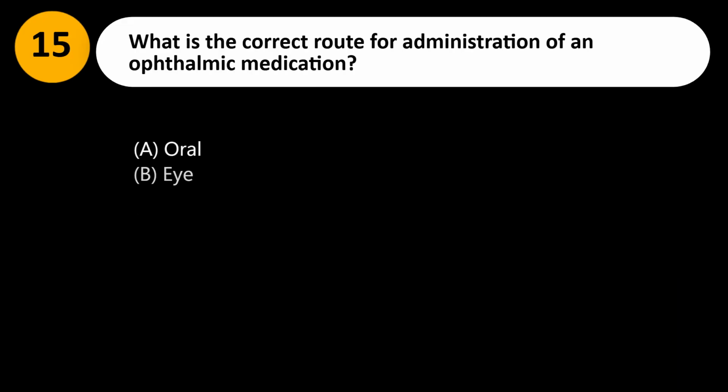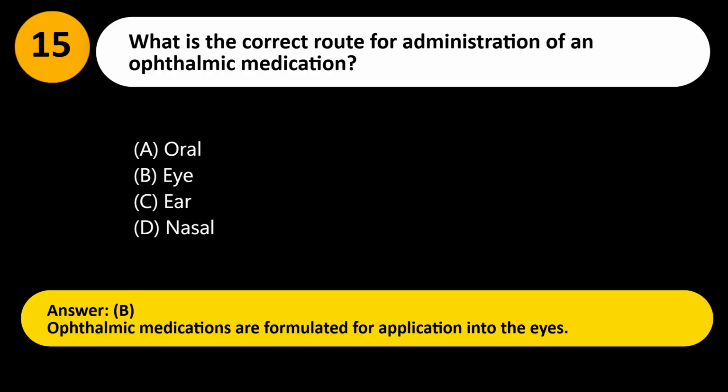What is the correct route for administration of an ophthalmic medication? A. Oral. B. Eye. C. Ear. D. Nasal. Answer, B. Ophthalmic medications are formulated for application into the eyes.